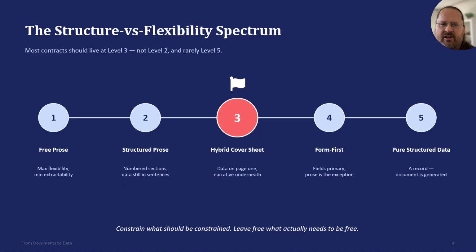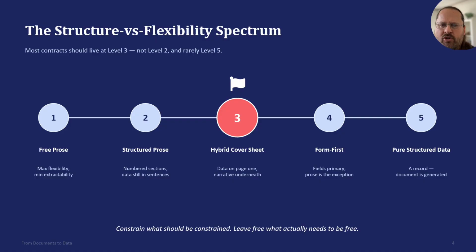Okay, here's the intellectual core of this whole episode. I want you to picture a dial with 5 positions on it, running left to right, from maximum flexibility to maximum structure. Position 1 is free prose, pure narrative, no headers, no fields, no consistent order. Think of an old-fashioned personal letter or an unstructured email where 2 people are negotiating terms back and forth in paragraph form. This is maximum flexibility and minimum extractability. It's fine for a one-off conversation. It is terrible at any kind of scale.